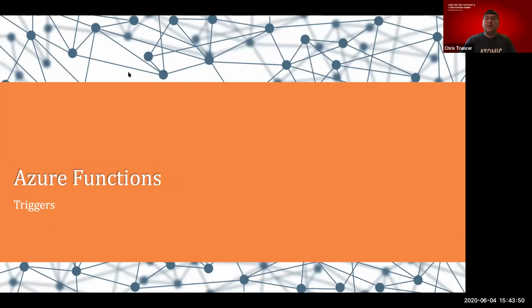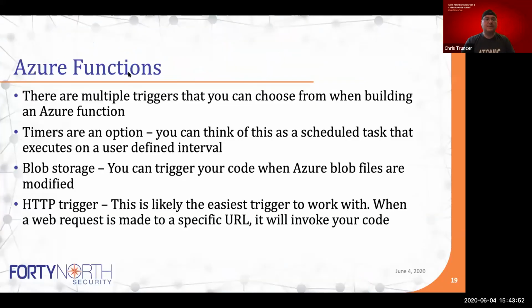So let's talk about what are the different triggers that are available that we can use. There are multiple triggers that you can choose when building an Azure function. These aren't all of them. This is not all inclusive, but these are the main ones. Some of the main triggers out there are timers, right? You can almost think of this as a scheduled task. This is maybe something that executes every hour, every 30 minutes, every minute. The world is your canvas. Go with whatever you want for your creativity. You can have it schedule and execute as often as you want.